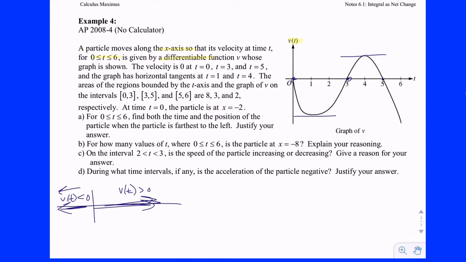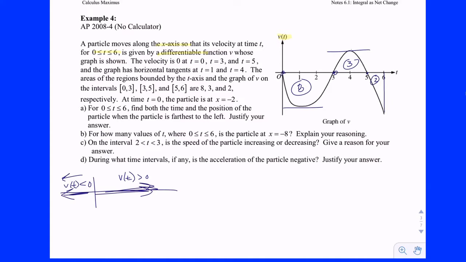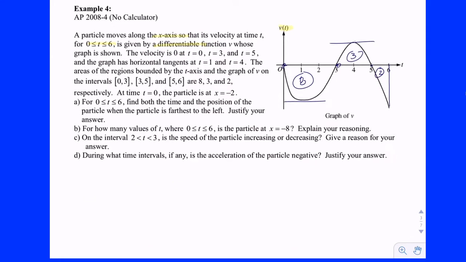The areas of the regions bounded by the t-axis and the graph of v on the intervals from 0 to 3, 3 to 5, and 5 to 6 are 8, 3, and 2 respectively. So they gave them to you in order. I'm going to write those in there and circle them. Those are the areas. Sweet. All right, I think I'm ready to answer some questions. Part A.